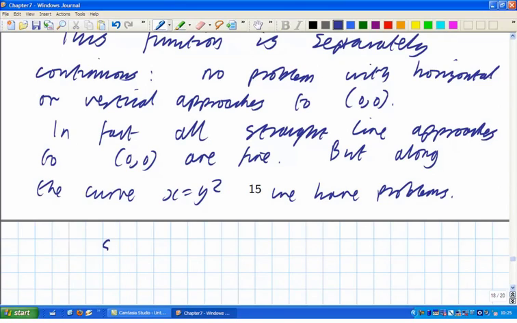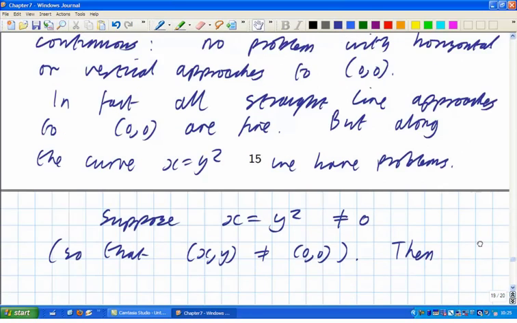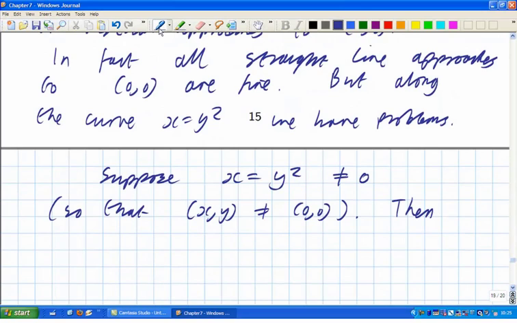Are we just checking continuity? Yes, that's right. Okay, so we'll prove that it's discontinuous at the origin by coming in along that curve. So you have to look at non-zero values, so you shouldn't be at the origin. So suppose x equals y squared, non-zero, so that (x, y) is not at the origin.